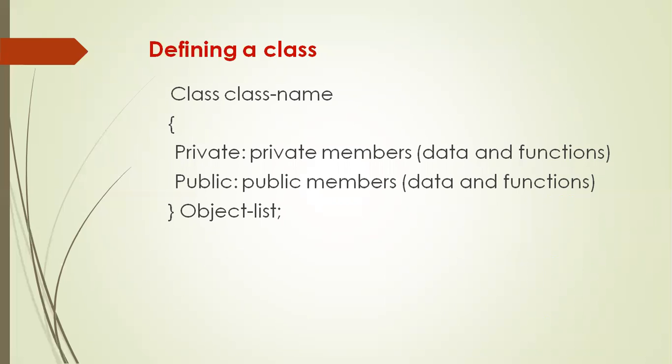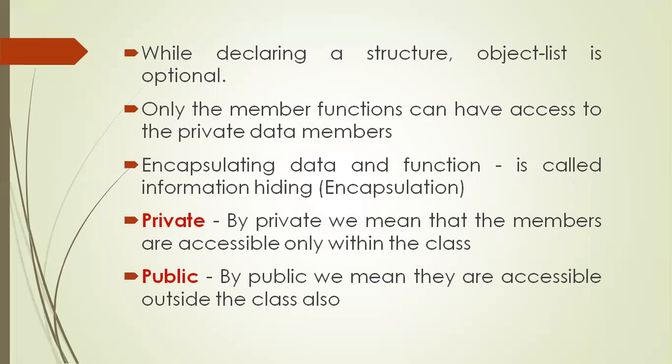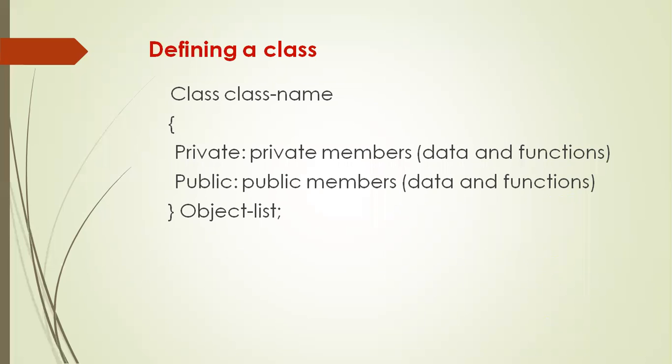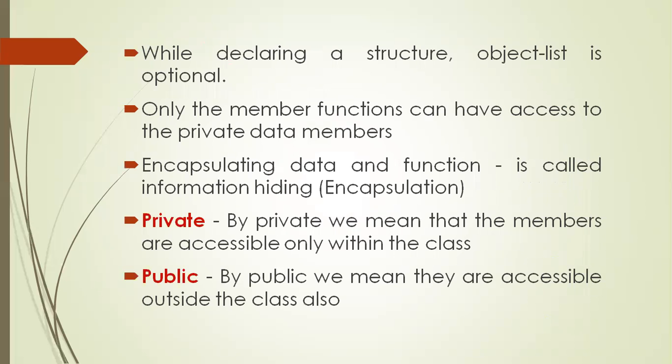A member need not be only data. It could be either data or function. So you can have some member data and some member functions under private, and some member data and some member functions under public access. Later, close the curly bracket and give the list of all the objects of that particular class. Anyway, this will be clear when we take a simple example. While declaring a class, the object list is optional. Later, anywhere in the main program, we can also declare the object.